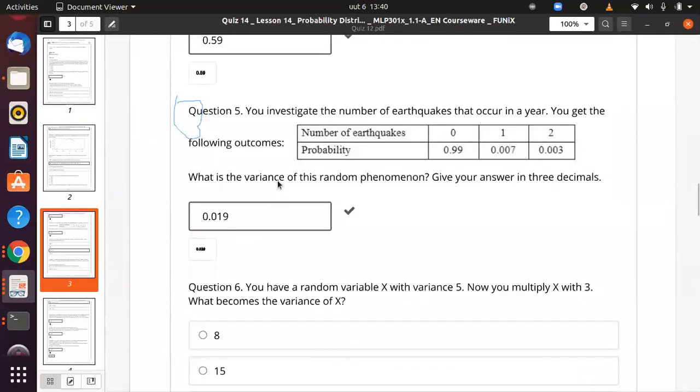You investigate the number of earthquakes that occur in a year. You get the following outcome for the number of earthquakes. What is the variance of this random phenomenon? Oh, okay. So we have to calculate the variance. You have to use the variance method, right? Yeah, you have to use the variance.